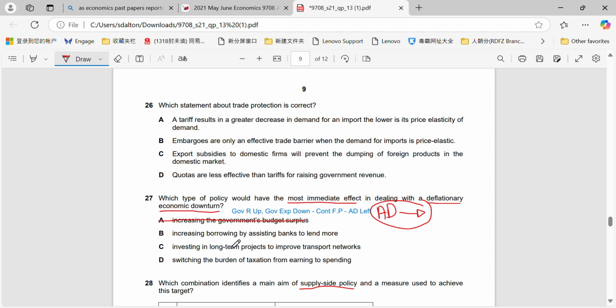Increasing borrowing by assisting banks to lend more, that definitely would result in AD moving right. It would increase consumption and increase investment by making it easier for people to borrow money.